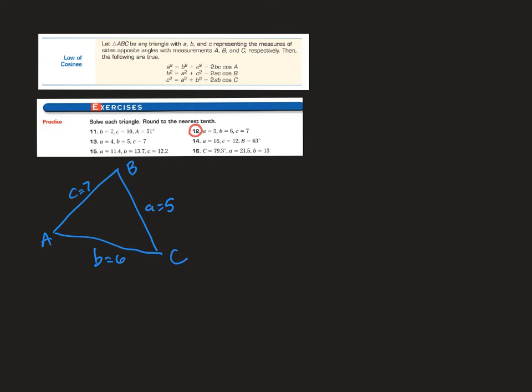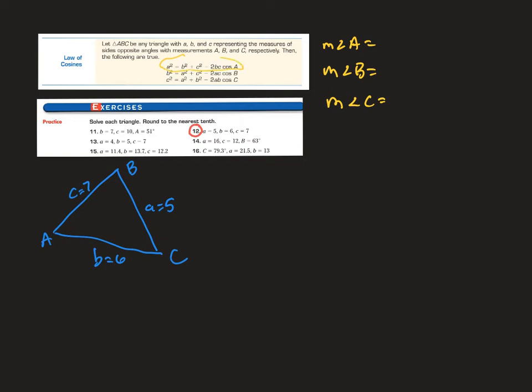Okay, so we just have to decide which angle we want to go for first. Our goal is to solve the triangle, so just to keep in mind what our goal is, we need to find the measure of angle A, the measure of angle B, and the measure of angle C. We're trying to find the rest of the missing pieces. And I'm going to go for angle A first.